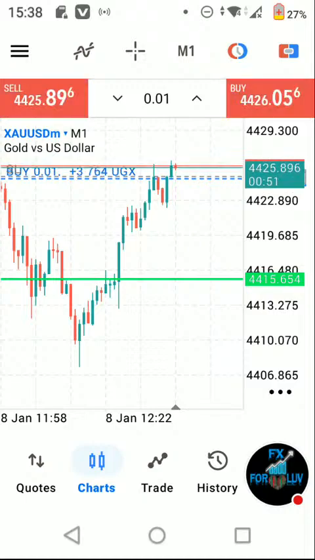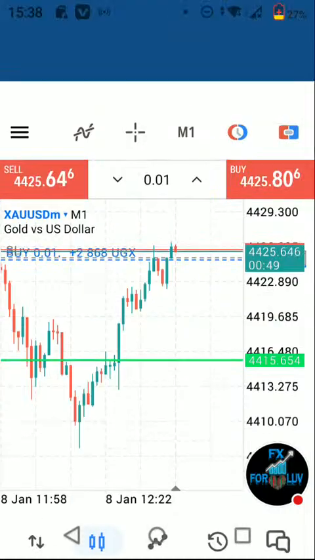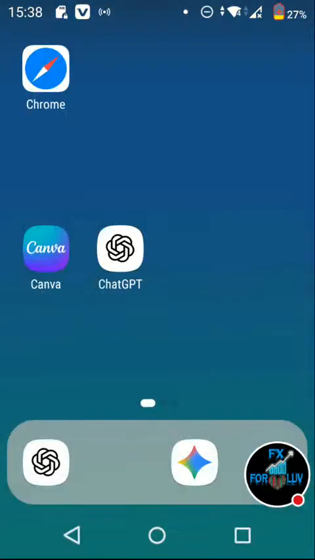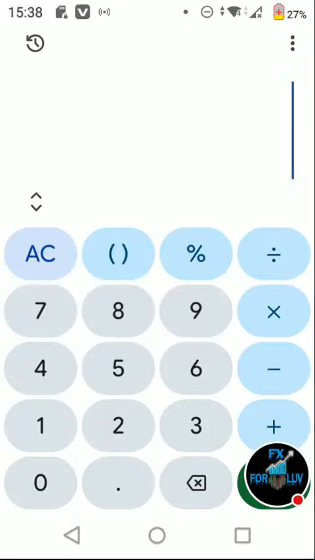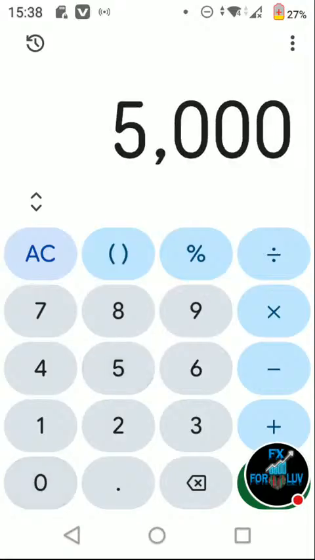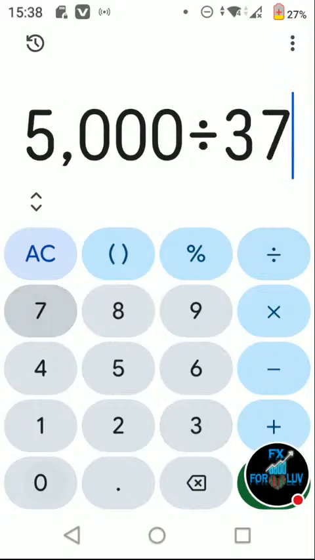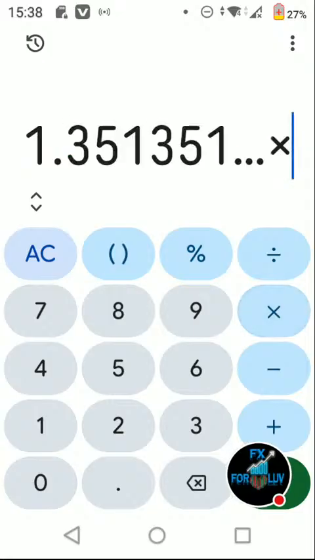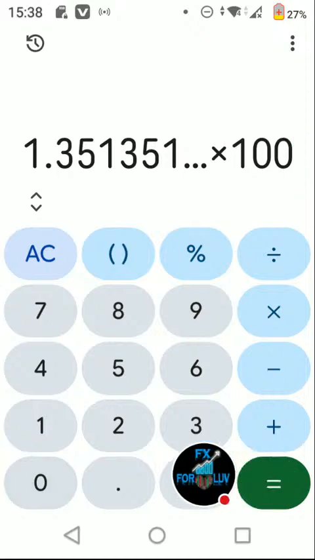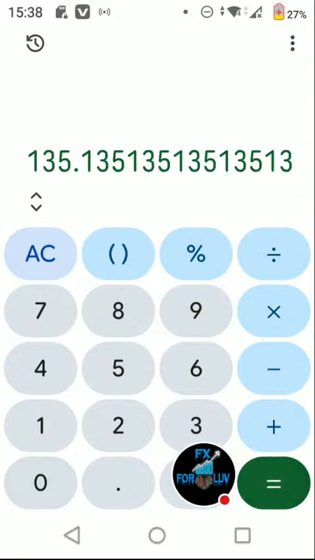Because let's do the math. I like to make things easy for all of us, things that we can see. So you're making 5,000 Ugandan shillings, divided by 37,000, equals 0.13, times 100%, equals... wait, I think I got it a bit wrong.